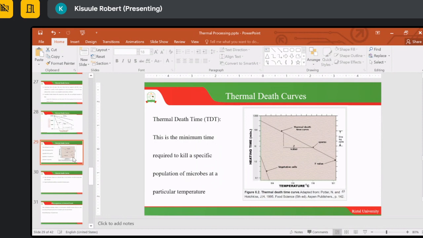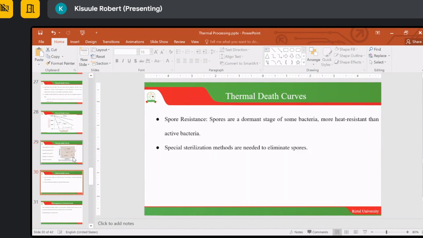Don't confuse it with the D value. We were talking about the D value being the time that is required to kill 90% of the population of microbes present in a particular food product. So for the thermal death time, this is the minimum time required to kill a specific population of microbes at a particular temperature. Once the heat reaches that temperature, we expect that all the microbes present will be killed.